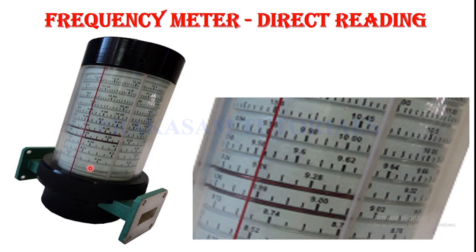Now here, in this frequency meter, we are measuring the dip frequency value of the reflex klystron characteristics. Now we are at this reading. The division value between the points is 0.005 for each division. From this point to this point there are 5 divisions, so 5 times 0.005 is 0.025. So each division is 0.005.